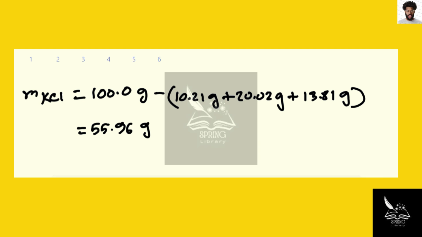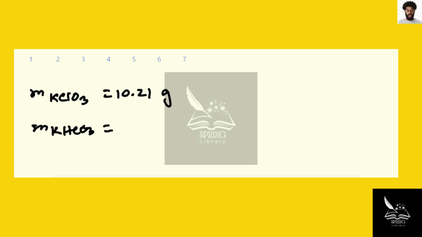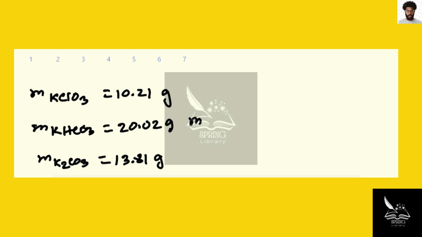So now we can write down the composition of the original mixture, that is mass of KClO3 is 10.21 gram, mass of KHCO3 is 20.02 gram, then mass of K2CO3 is 13.81 gram, and finally mass of KCl is 55.96 gram. So this is the composition of the original mixture.